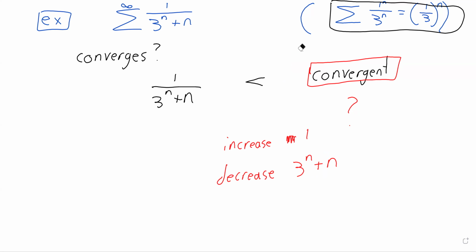Whereas, I mean, if we cross out this plus n, that decreases it, certainly.